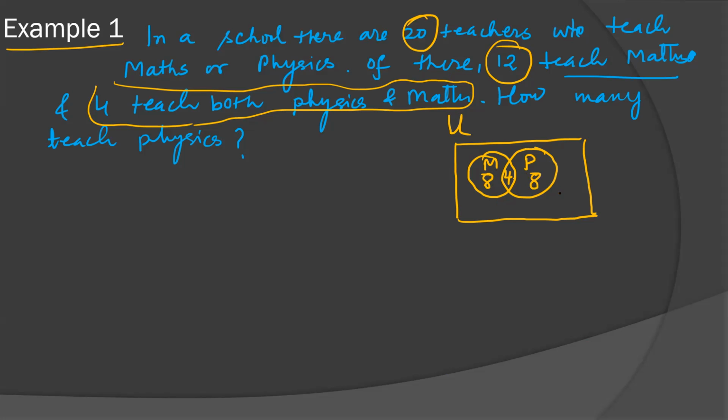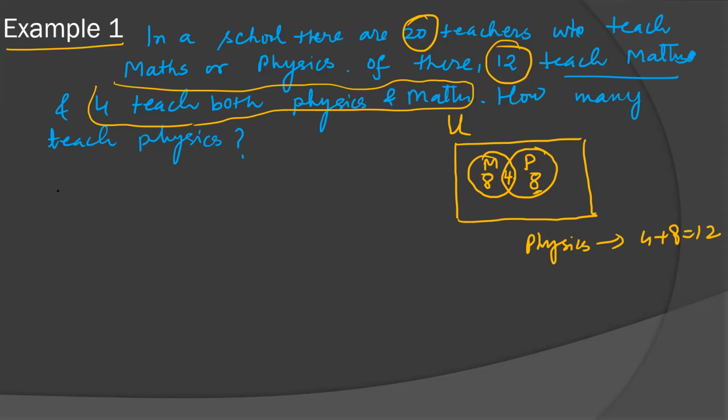This is the simple way using a Venn diagram. You can see the number of teachers teaching physics: physics teachers are 4 plus 8, equal to 12 here, because 8 are teaching physics only and 4 are teaching both.